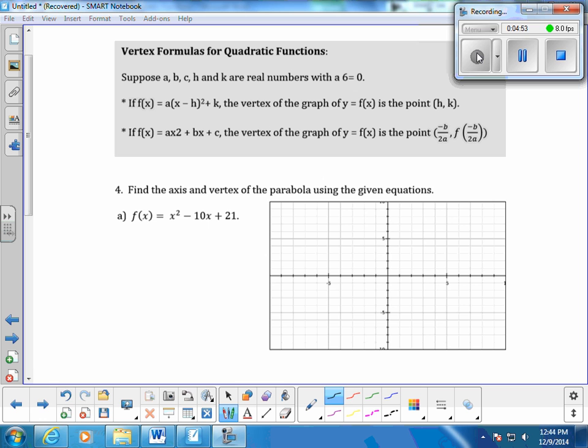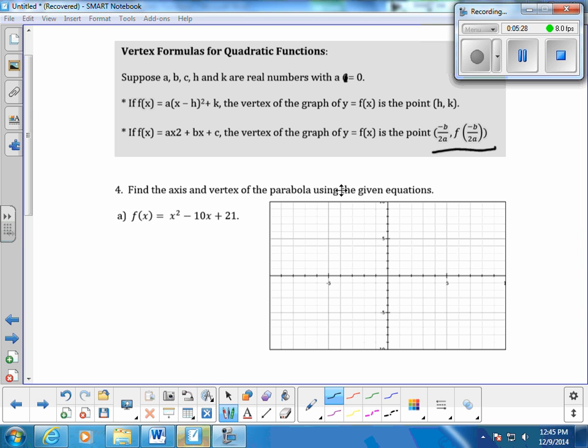Alright, so we learn our last methods. We have vertex formulas of quadratic functions. If you have a regular vertex form, which we've been working out, we said the vertex was (h, k). If it's not in that format, then we would have to use complete the square, which is the last two methods, and we don't really favor those that much. Or we can use this idea right here, which I'm going to show you in just a second.